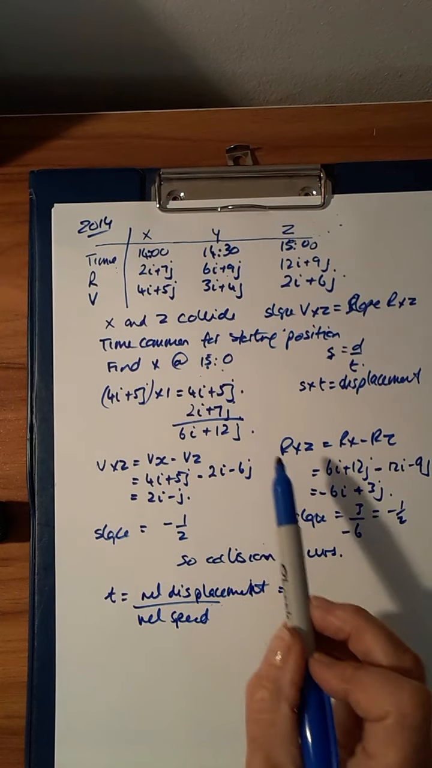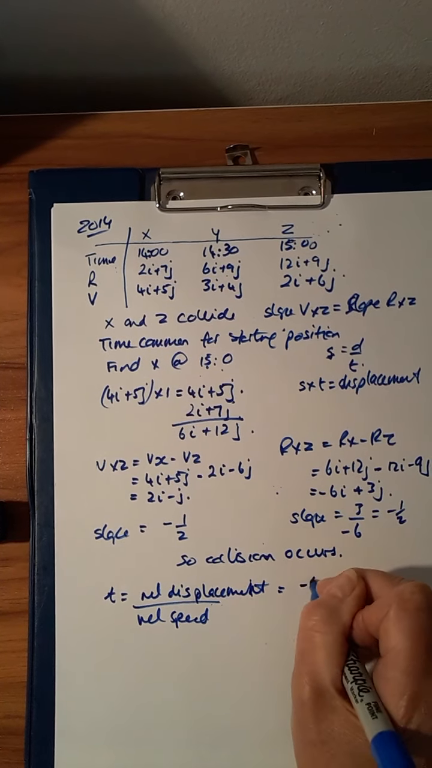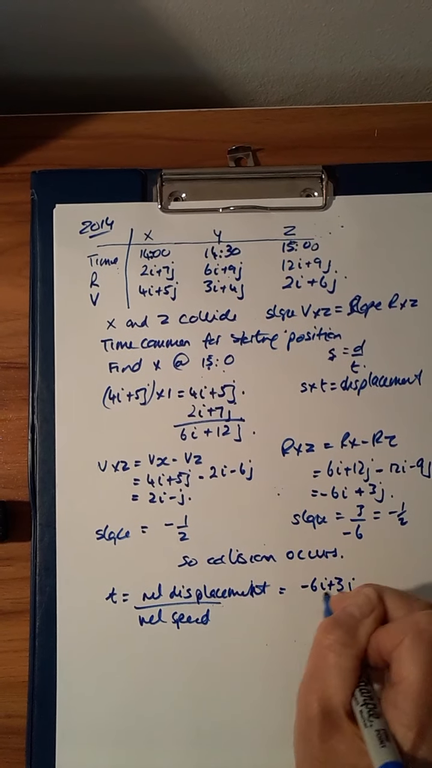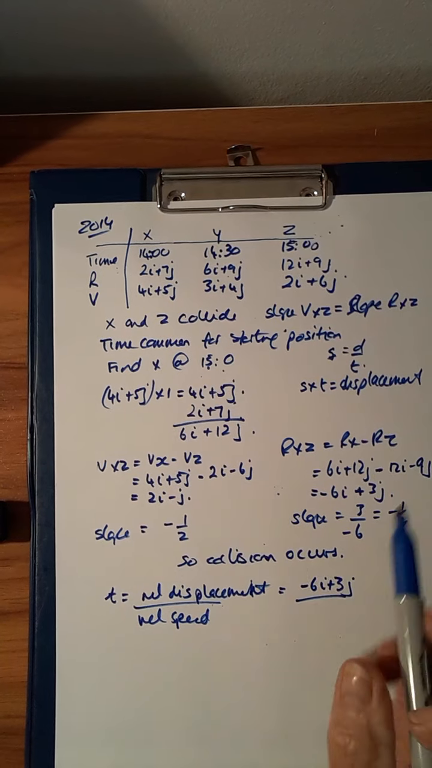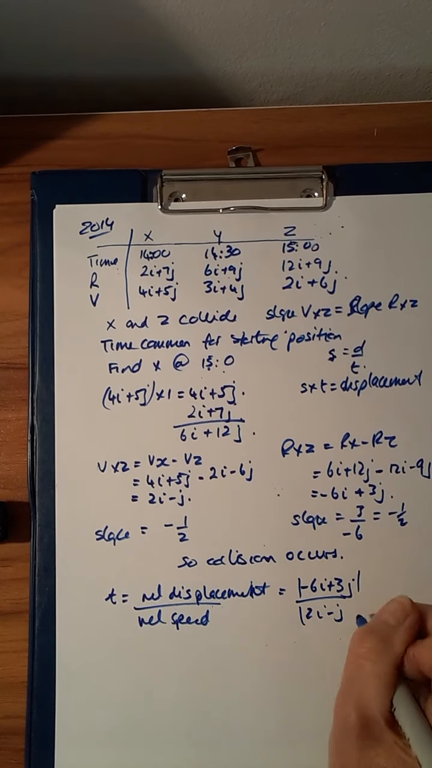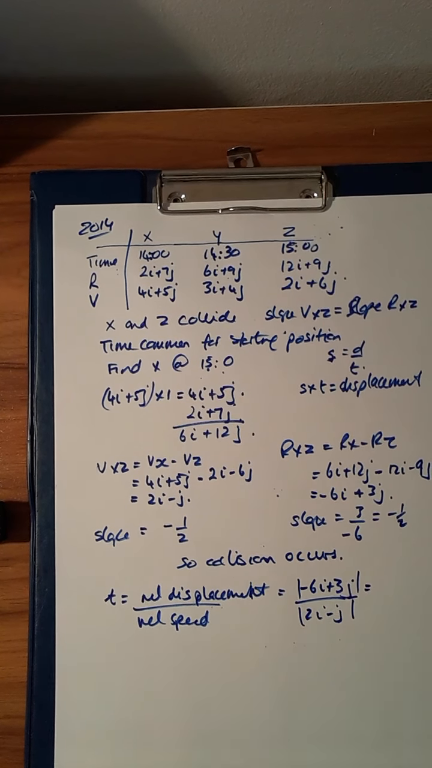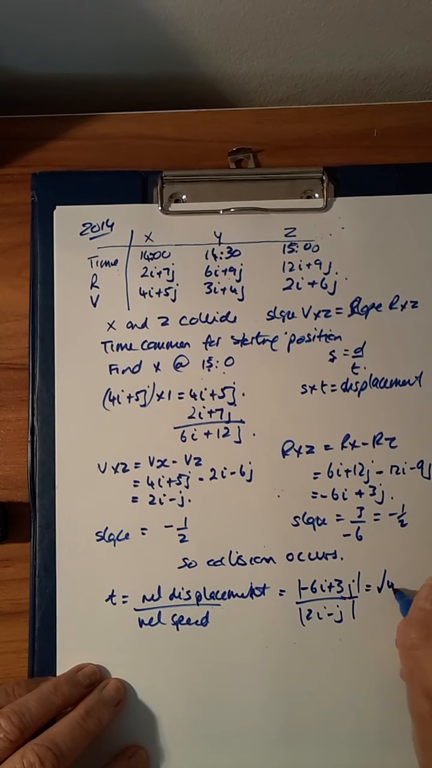The relative displacement, of course, we know is this one. So it's minus 6i plus 3j divided by the relative speed, and the relative speed is 2i minus j. So I'm going to get the modulus of each of those, and then I'm going to divide them in. So that will give me 36 plus 9, which is root 45.